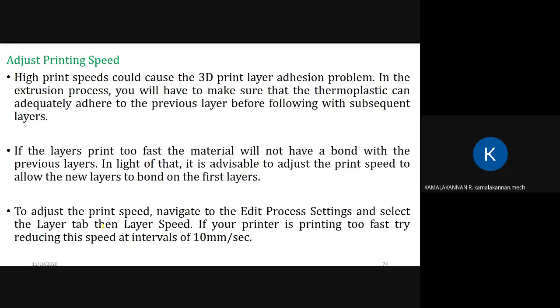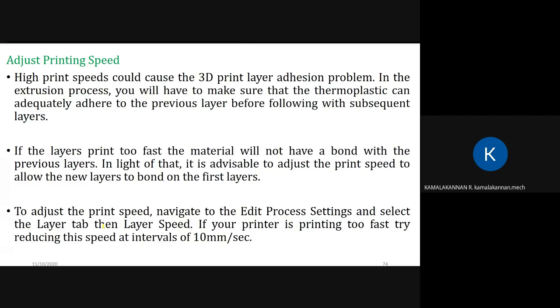So adjust the proper printing speed. Some materials will go up to 100 per second, but in general it will be around 10 to 30 per second, depending upon the material you are choosing.